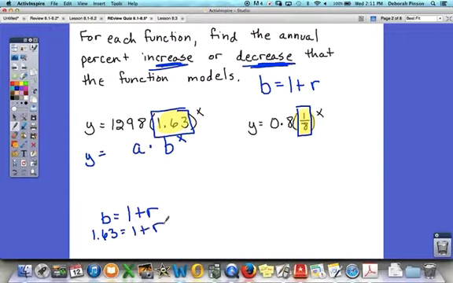That lets me figure out my rate. I'm going to move my 1 over. My rate is 0.63, or 63%. Now, since it's positive, it's increasing.